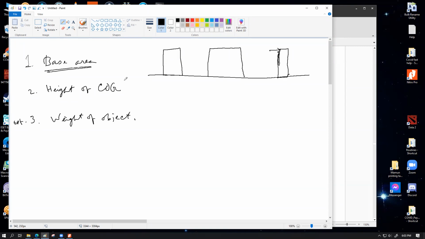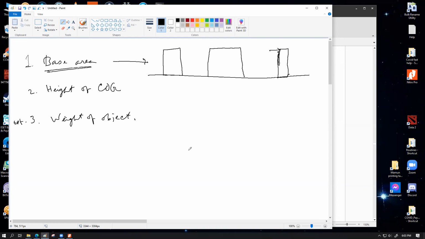The second factor that affects stability is the height of COG. Height of COG means if we have objects which have approximately the same base area, among those objects, the one that has a taller height of COG would always be easier to topple over.